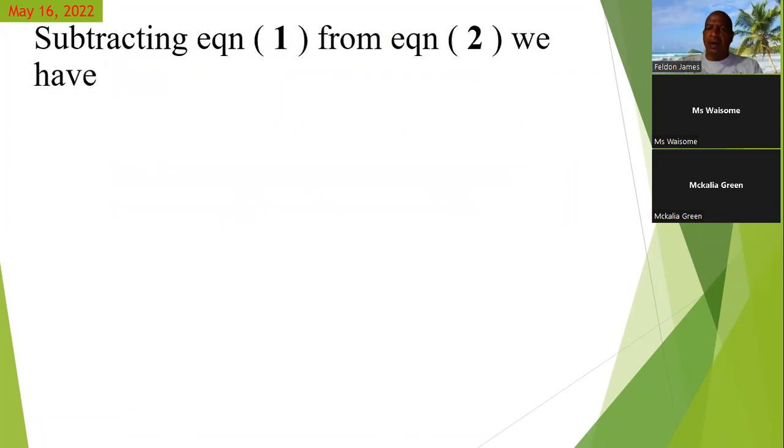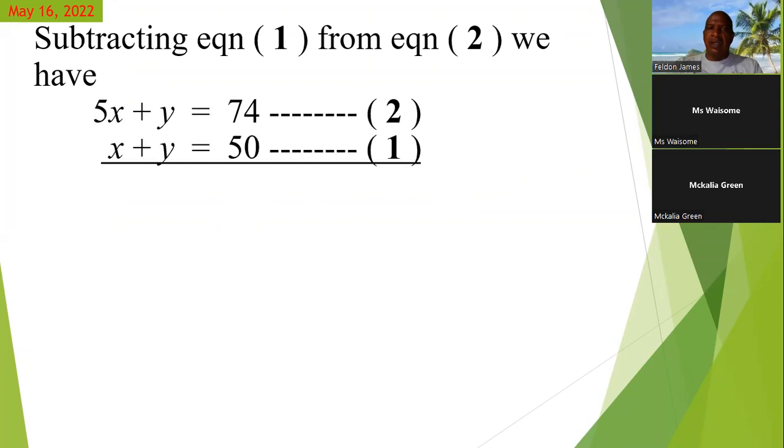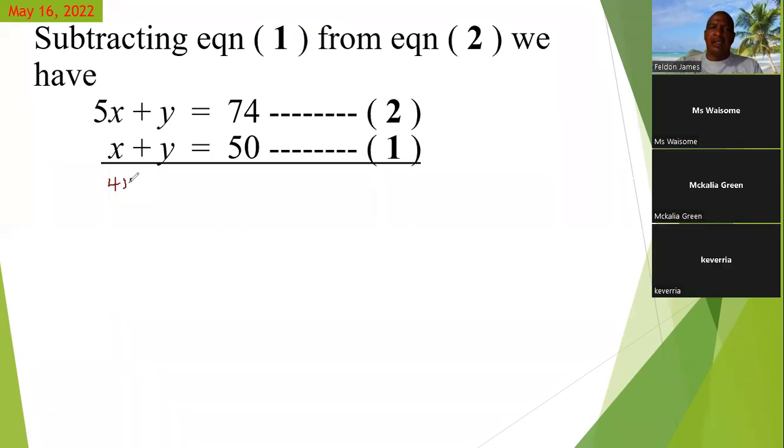So subtracting equation 1 from equation 2, we subtract x from 5x, we would get 4x. And now we're subtracting y from y. If you subtract y from y, it becomes 0, and that eliminates the y. And now we have 74, and we are subtracting 50 from 74. Remain how much? How much, guys?